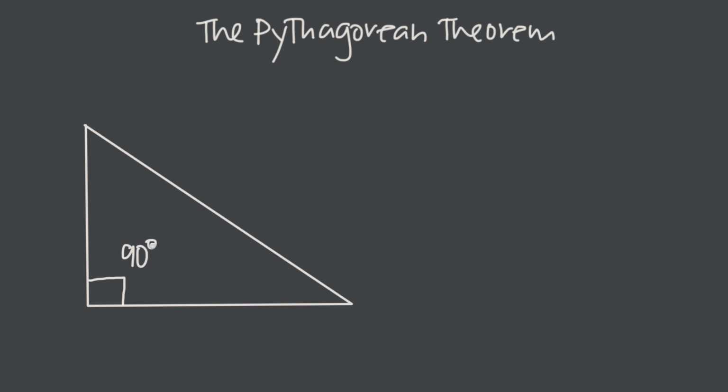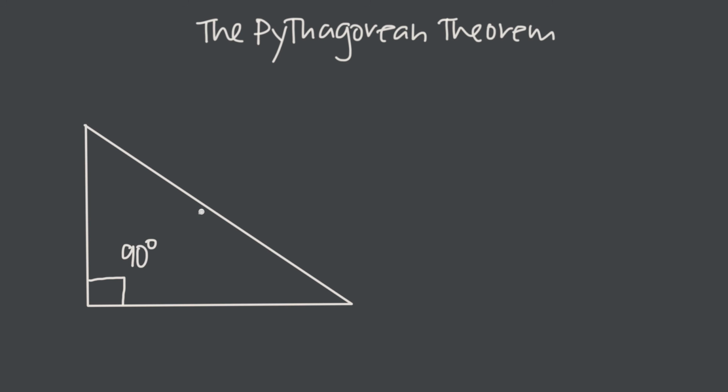So we have one angle that's 90 degrees. It doesn't matter the value of the other two angles. They could be anything. As long as one angle is 90 degrees, it's a right triangle, and we can apply the Pythagorean theorem. So under those circumstances, what does the Pythagorean theorem state?